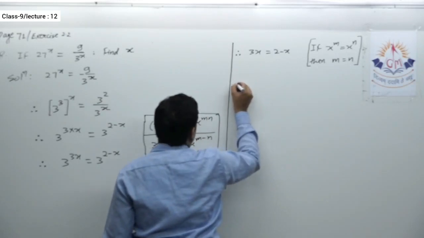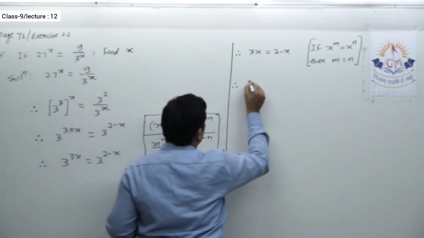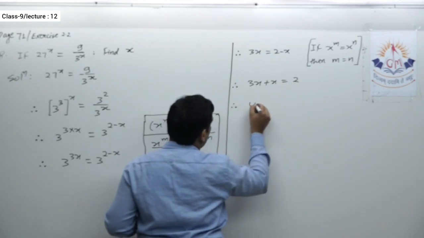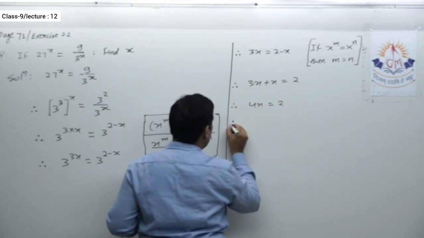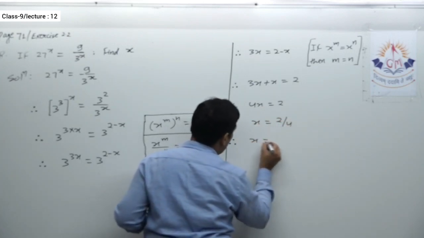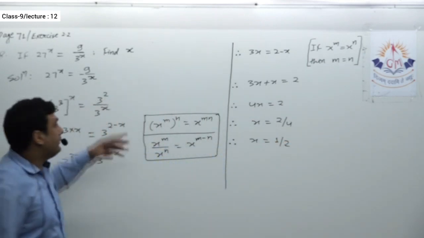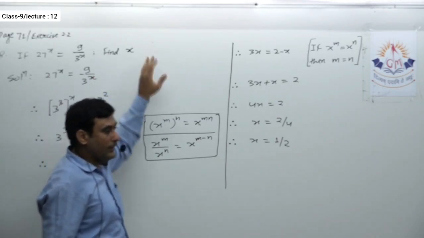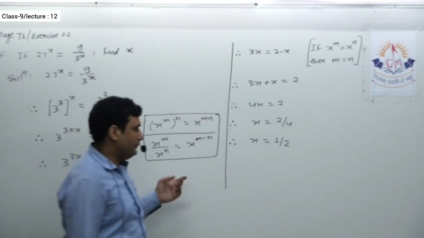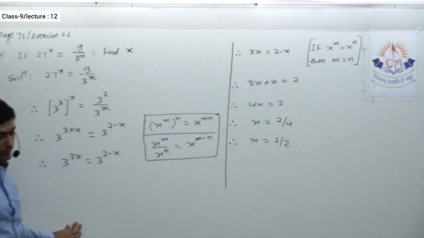Okay, now simply what we need is to get the value of x. So 3x plus x is equal to 2. So here I get 4x is equal to 2. So x is equal to 2 upon 4. So finally x is equal to 1 upon 2. See, over here they directly asked you to find the value of x. Instead of this, it is quite possible they ask to find the value of x raised to x, or the value of 64 raised to x, and so on. So this is the final answer. Please note it down.